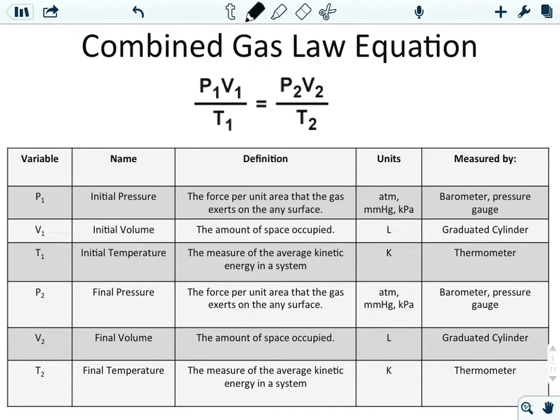So let's look at the combined gas law equation. We have our P1V1 over T1 equals P2V2 over T2. Obviously our ones are all going to stand for our initial, so our initial pressure, initial volume, initial temperature, and our twos are our final pressure, final volume, and final temperature. Now we use this equation and we base everything off of this to get all of our other equations.